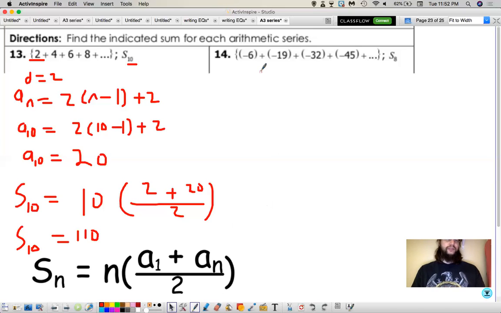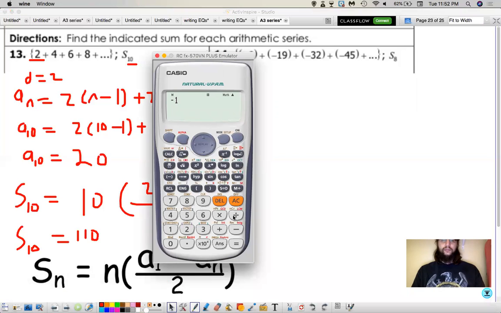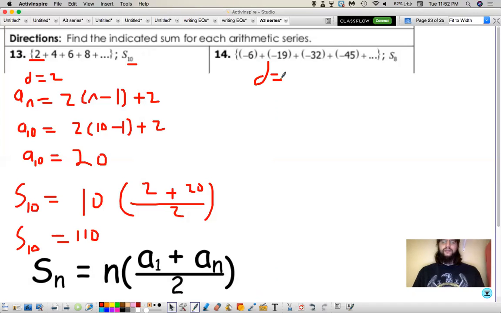The parentheses are negative. So from -6 to -19 to -32, let's see what we're moving. So that's -13. So -19 minus 13 should give me the -32. Yeah. So D is -13. That's A1. We need to find AN. So we need to find A8.